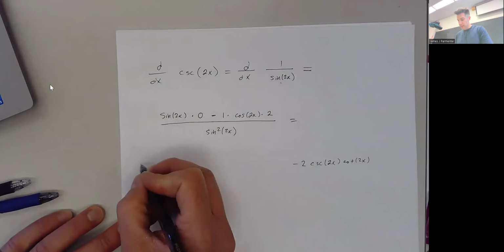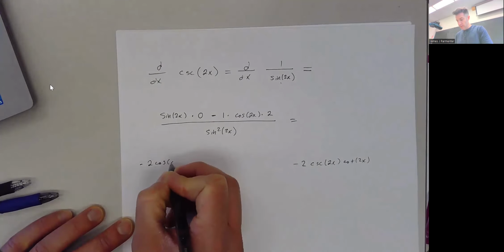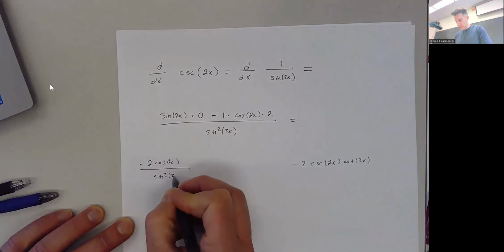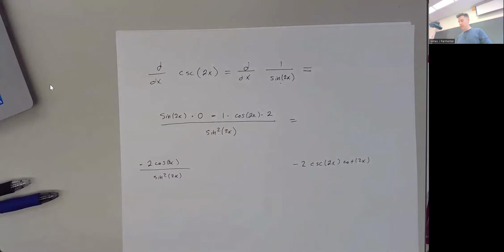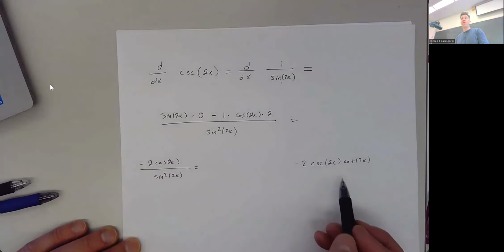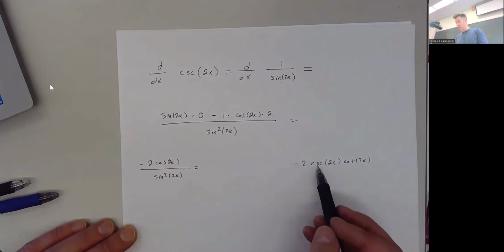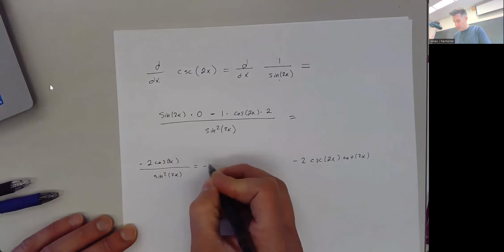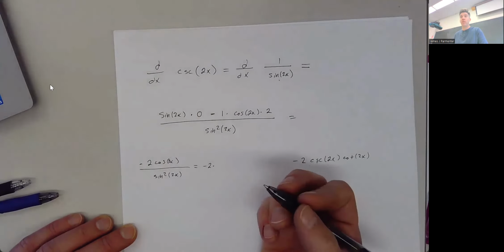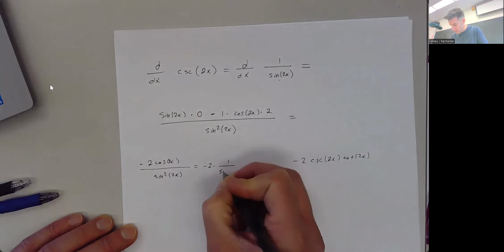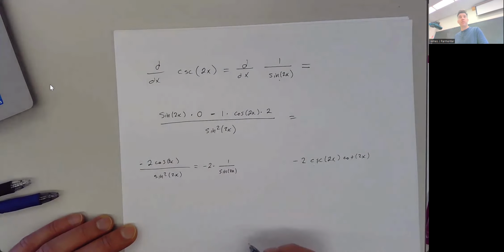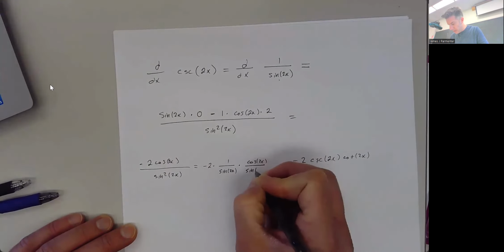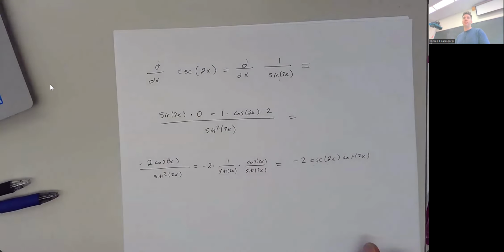I would write this as -2 times cosine of 2x over sine squared of 2x. And then here's what you should be thinking. I know I want the answer to look like that. I know I need a -2 and a cosecant and a cotangent. So great, I'm going to make it happen. It's going to be -2. Cosecant is 1 over sine, so I need a 1 over sine. And cotangent is cosine over sine, so I need a cosine over sine. And because I know I'm supposed to get the answer, I'm sure that this is the right way of breaking it down. And it is.